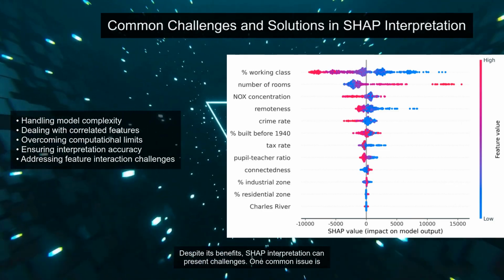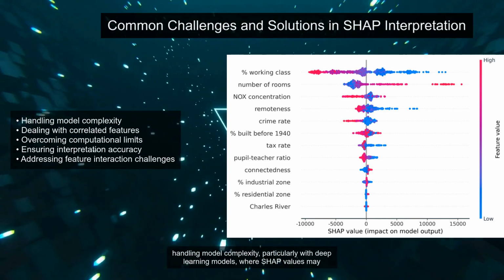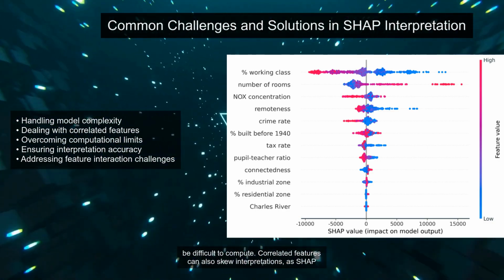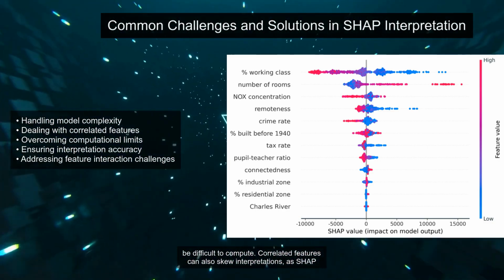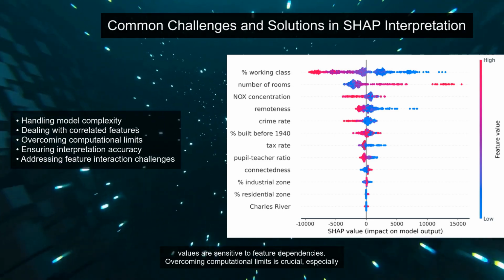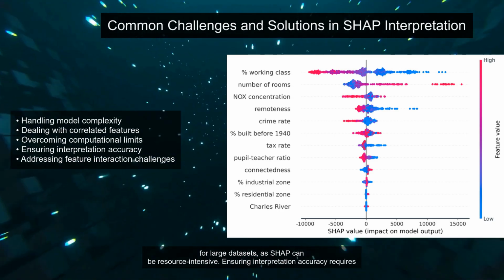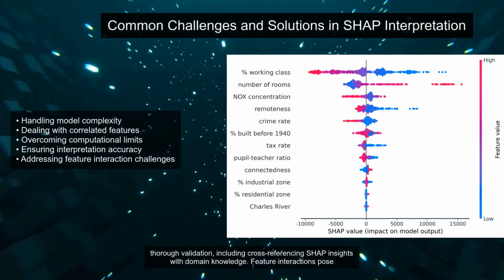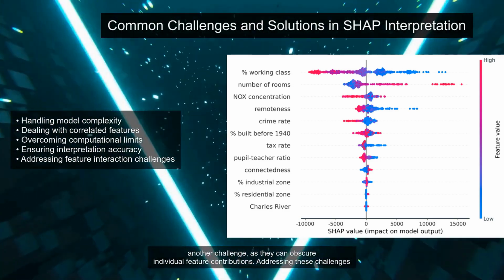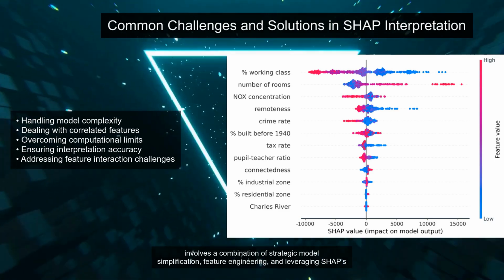Despite its benefits, SHAP interpretation can present challenges. One common issue is handling model complexity, particularly with deep learning models, where SHAP values may be difficult to compute. Correlated features can also skew interpretations, as SHAP values are sensitive to feature dependencies. Overcoming computational limits is crucial, especially for large datasets, as SHAP can be resource-intensive. Ensuring interpretation accuracy requires thorough validation, including cross-referencing SHAP insights with domain knowledge. Feature interactions pose another challenge, as they can obscure individual feature contributions.